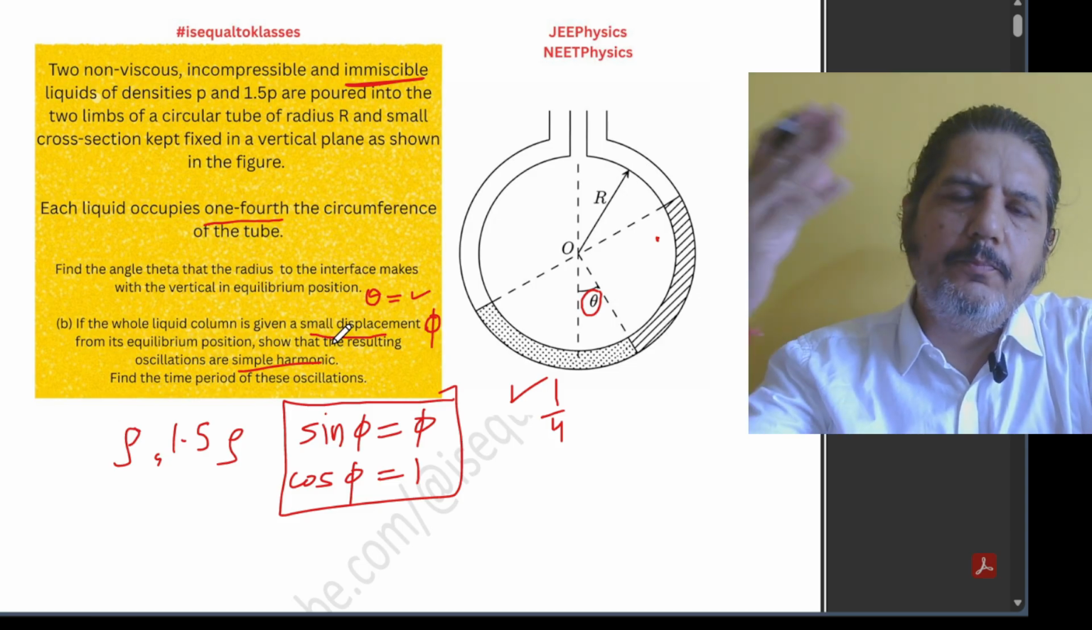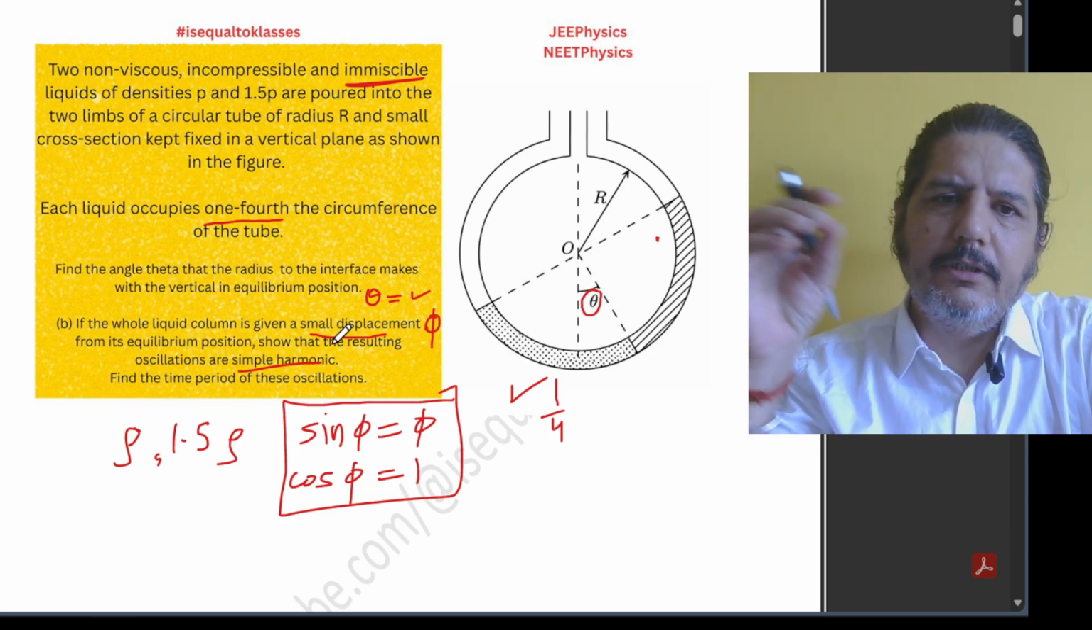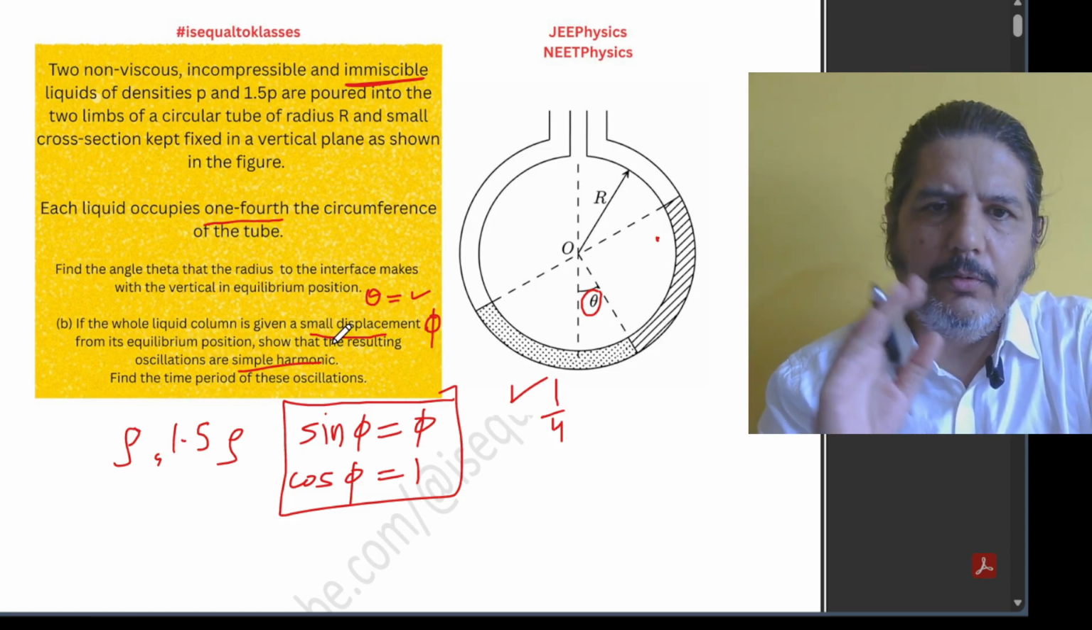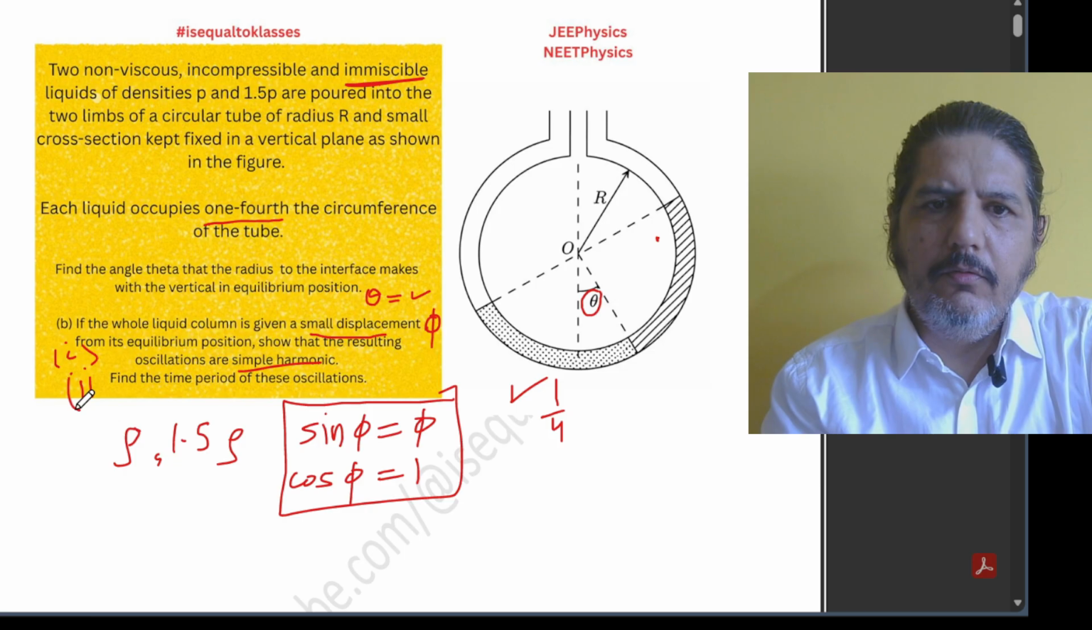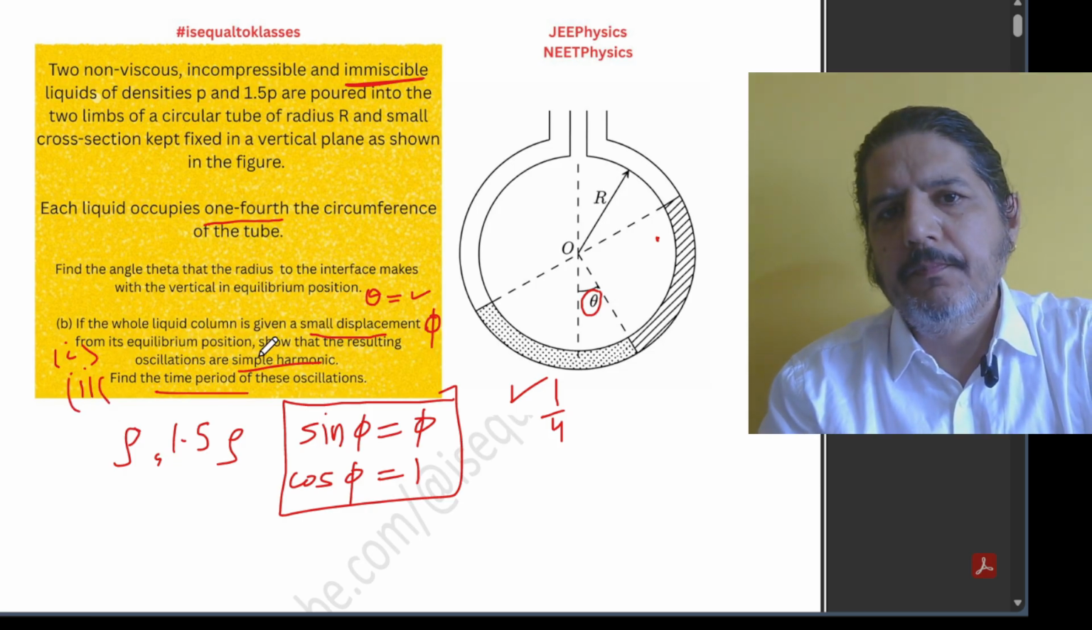So you will have to discuss that, will have to show that the resulting oscillation is a simple harmonic. Okay, this part is done. So B part 1 is this should be SHM, and second is find the time period of these oscillations.